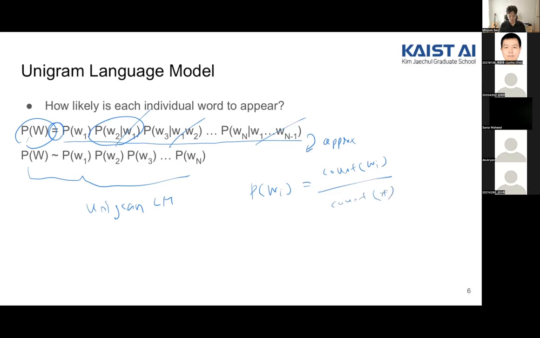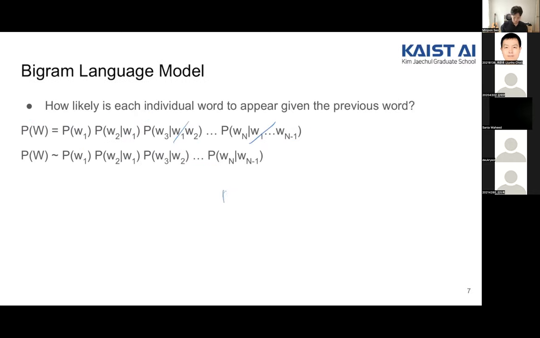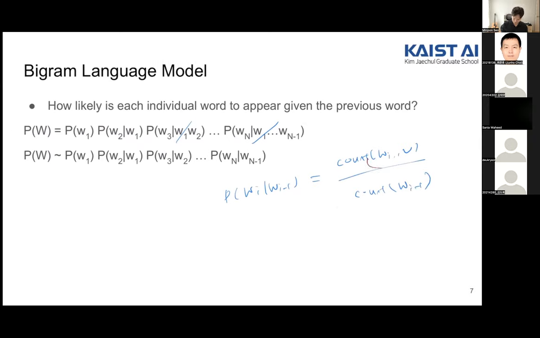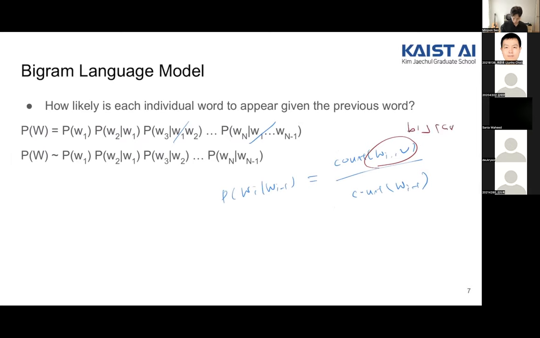So I'm just putting the star mark here to count every occurrence of any word. But how about the bigram? Well, you have to now define P(w_i | w_{i-1}), and this is just simply counting: count of (w_{i-1}, w_i) over count of w_{i-1}. So basically you're counting this bigram over the count of the unigram. And so that's why this is a bigram language model.